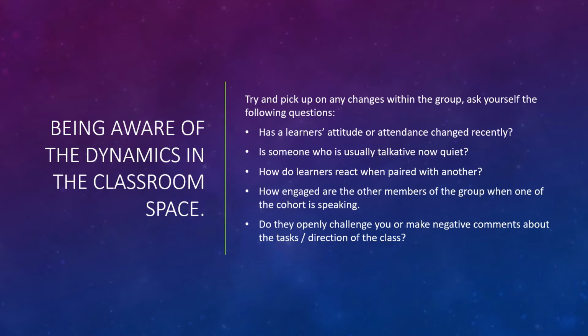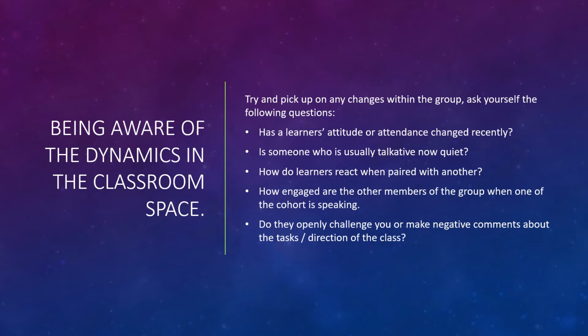So the first is, has a learner's attitude or attendance changed recently? Is someone who is usually talkative now quiet? It can actually be vice versa as well. How do learners react when paired with another? There might be a conflict there. How engaged are the other members of the group when one of the cohort is speaking? And do they openly challenge you or make negative comments about the task or direction of the class?